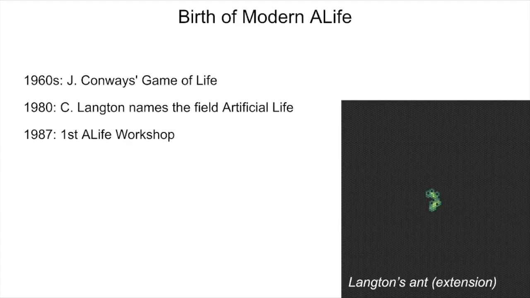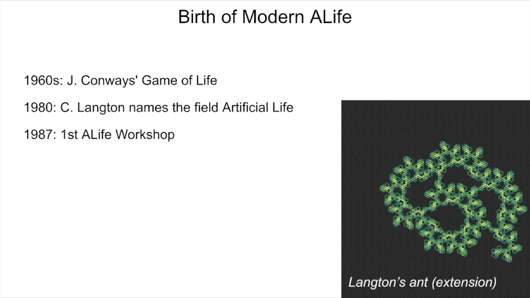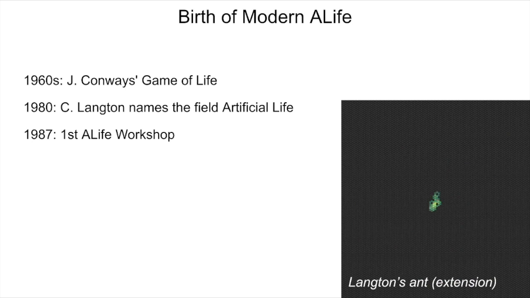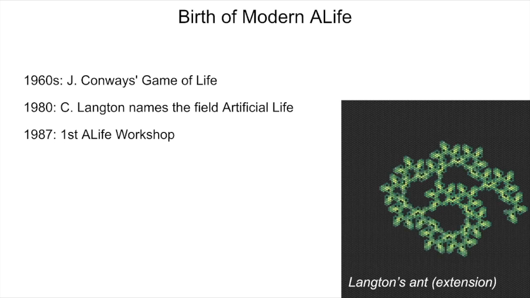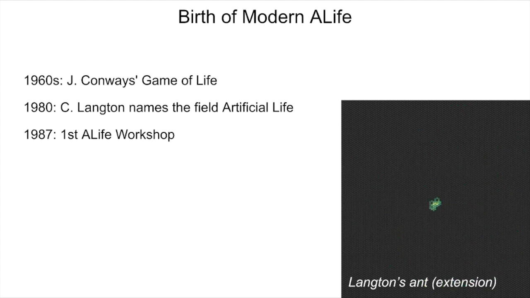Modern attempts at ALife were born in the 60s, with John Conway's Game of Life. That thing that I showed at the beginning, with some white cells and black cells and complex patterns that move around. The rules are very simple, but it turns out that this game is Turing complete, which means you can perform any kind of computation with it. Then in 1980, Christopher Langton named the field artificial life, and in 1987, he organized the first ALife workshop. And now every year we have the ALife conference.